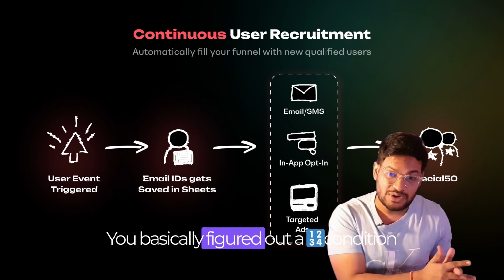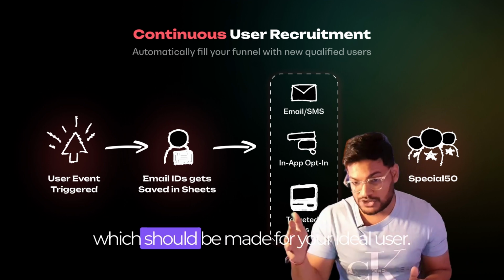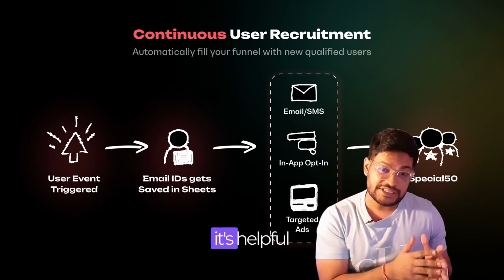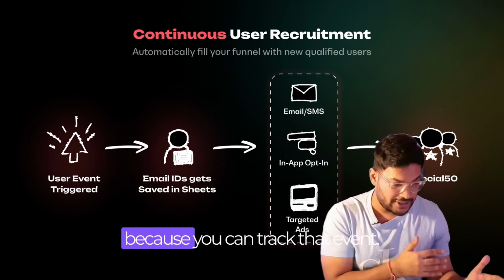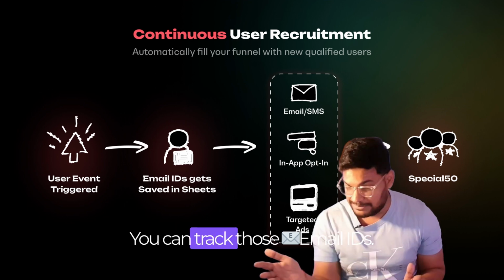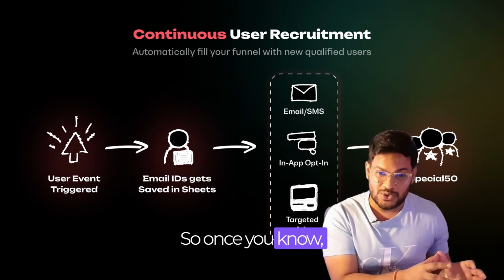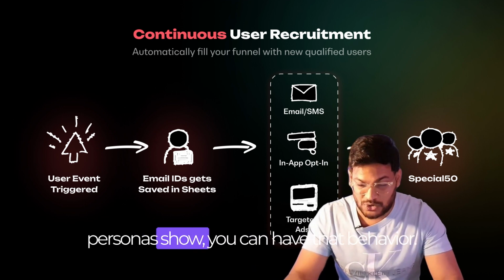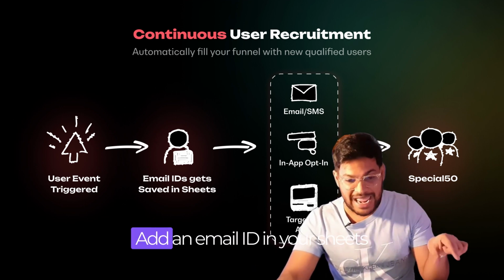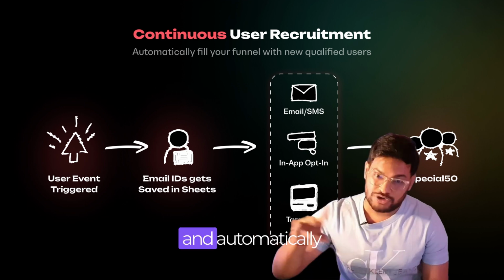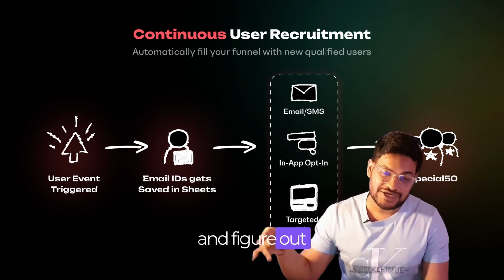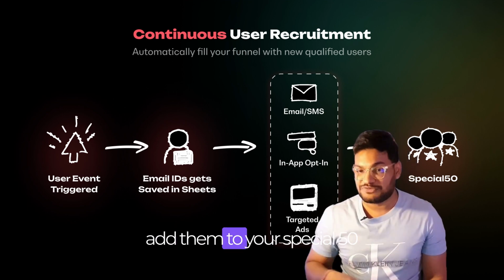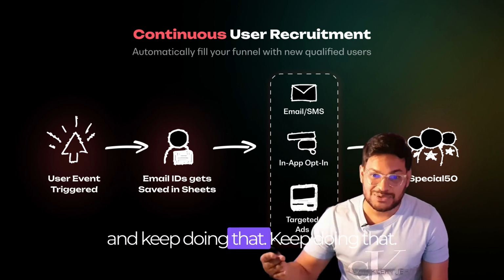You basically figure out a condition which should be met for your ideal user. It could be on your product, it could be elsewhere. Generally, it's helpful if it's on your product because you can track that event, you can track their email IDs. So once you know what those conversion points are, or what behaviors our top personas show, you can have that behavior add an email ID in your sheets and automatically send them a survey and figure out if they are actually interested in giving you a reply. And if they are, add them to your special 50 and keep doing that.